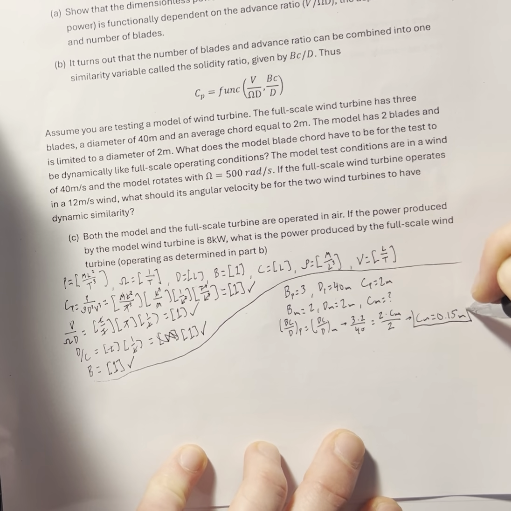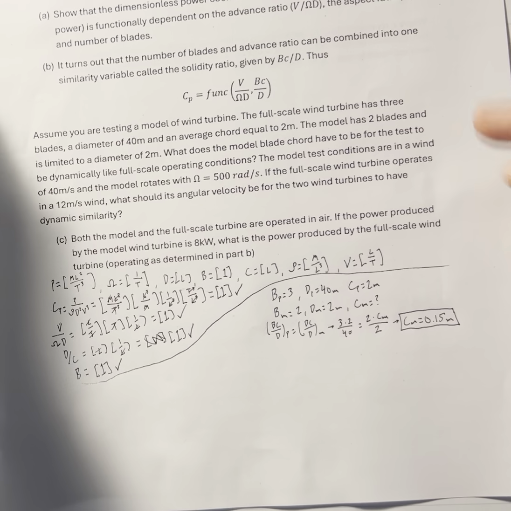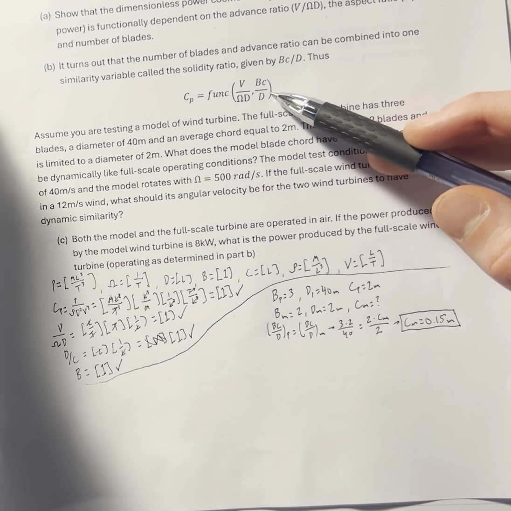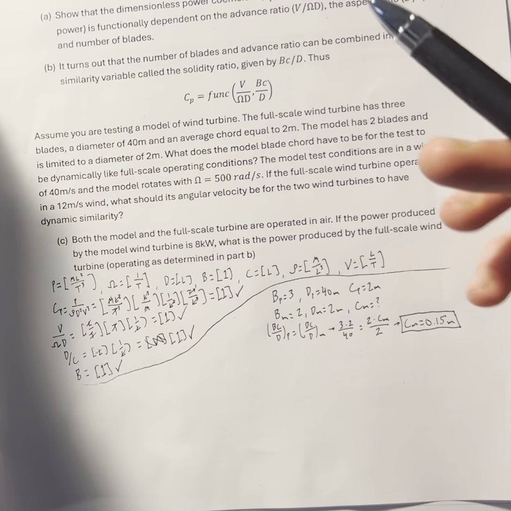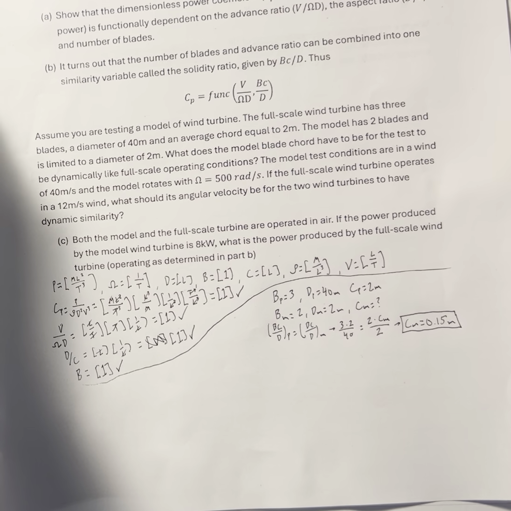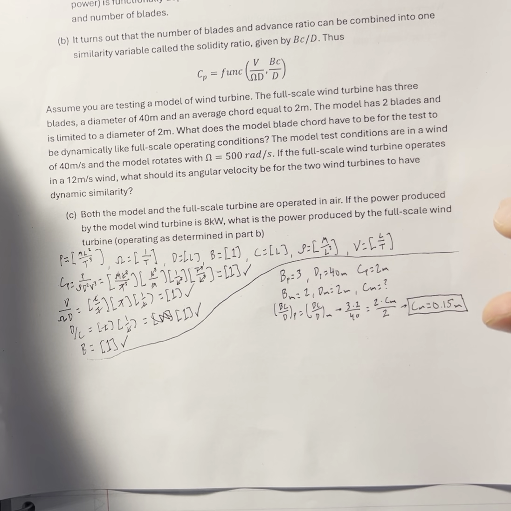Cool. So for these ratios to be the same, and for the whole situation to be dynamically similar and match this BC over D number, you'd need the chord to be 15 centimeters. Or else the proportions would be all off and the experiment wouldn't match the physics of what's going on in the real world. Basically, that's what that means.